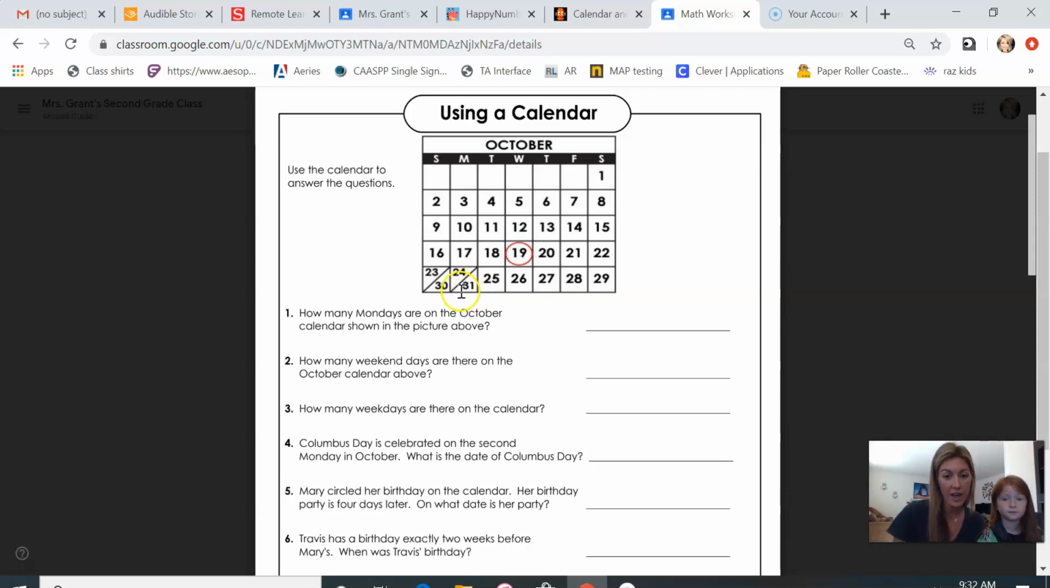So there are 5. And you notice this box looks a little bit different down here where it says 24 and 31. We just split that Monday in half. It counts for 2 separate Mondays because the 30th and the 31st didn't have any more room down at the bottom of the calendar. So they just split this in half to show you that the first Monday is the 23rd and then the one after the 29th will be the 30th.